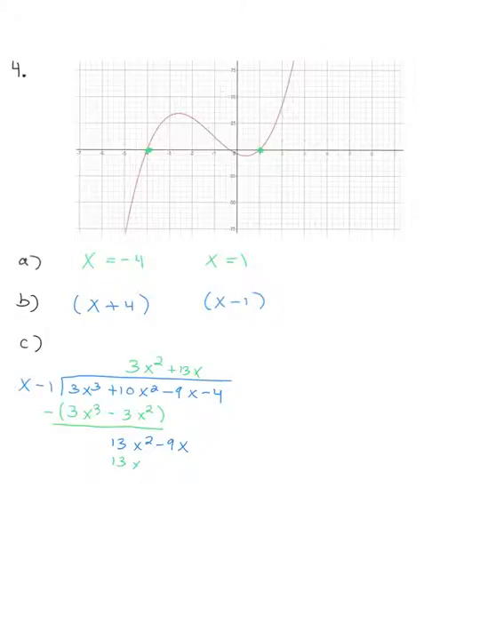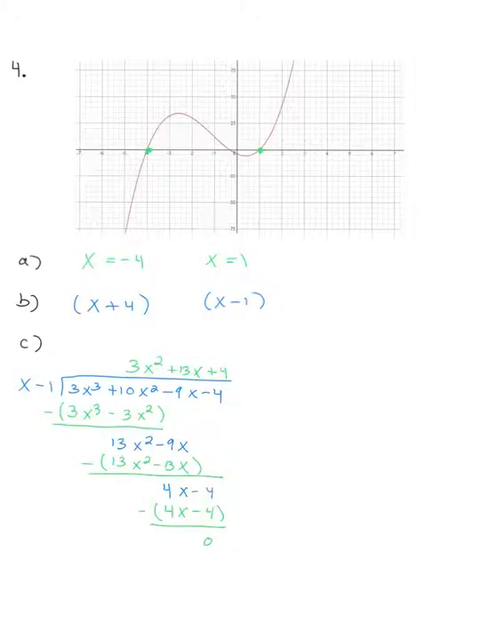That gives me 13x squared minus 13x. And when I take the difference, being careful, I'm actually subtracting a negative, which is addition. I get 4x minus 4. Okay, I see that this is going to work. I get 4 multiplied to x minus 1 is 4x minus 4. And I get a remainder of 0.